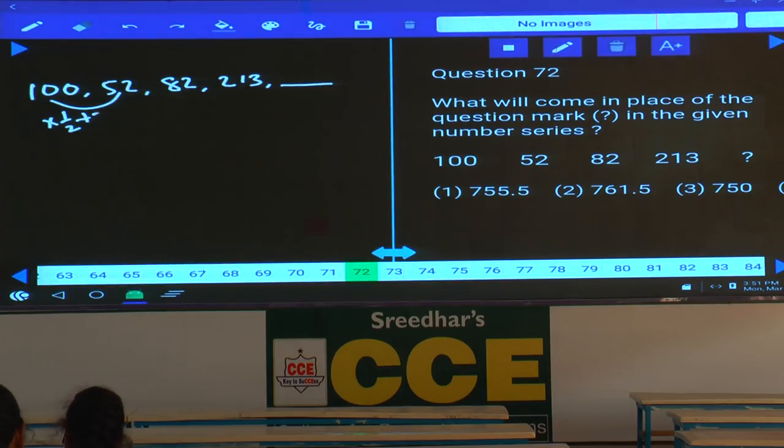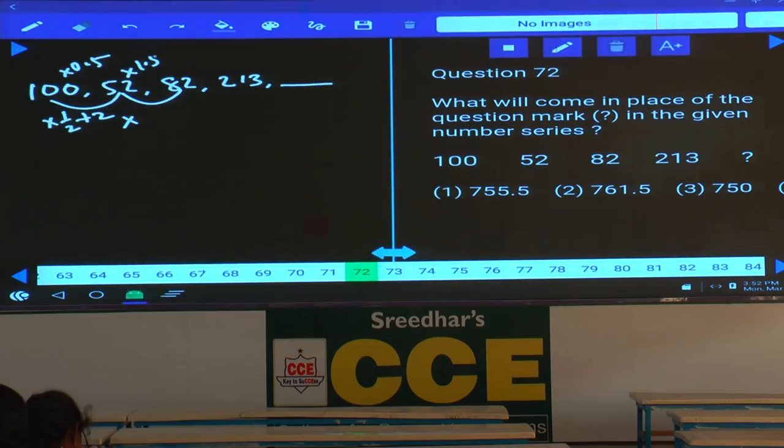50 plus 2 is 52, and 52 into 0.5. And 52 and 82. 52 and 8, how to express this one? 52 into 1.5. 52 plus 26 is how much? 78. 78 plus how much? Plus 4. 0.5 plus 2, 1.5 plus 4, and the next one.